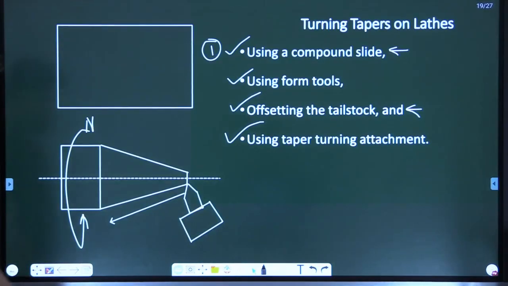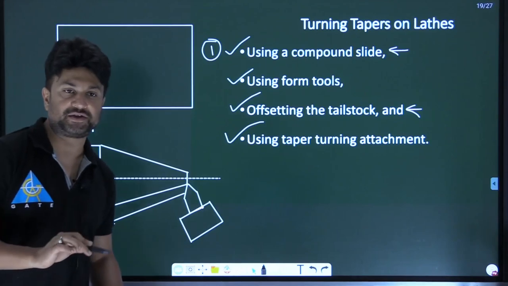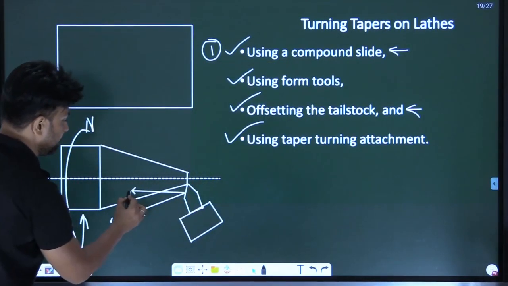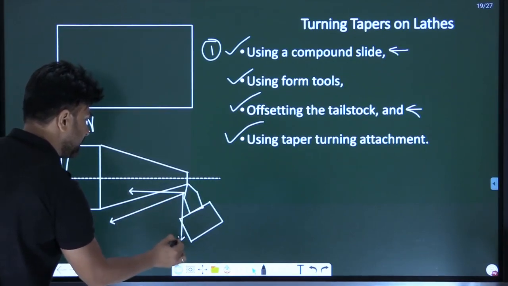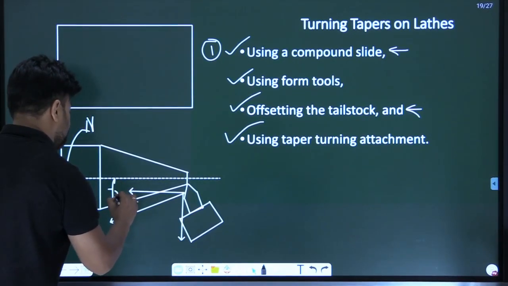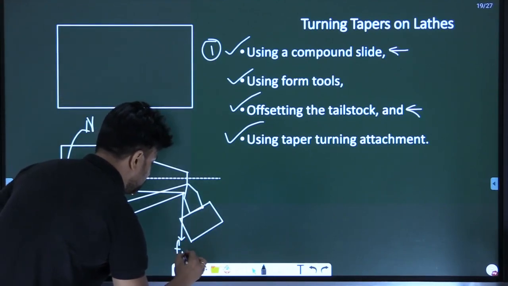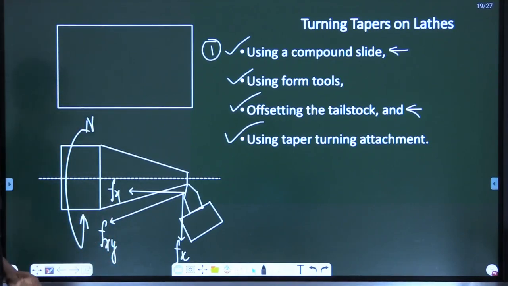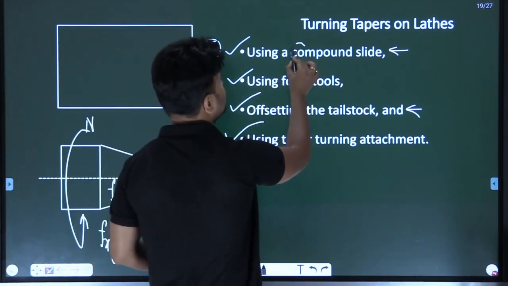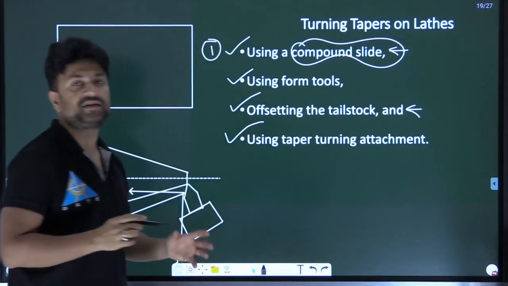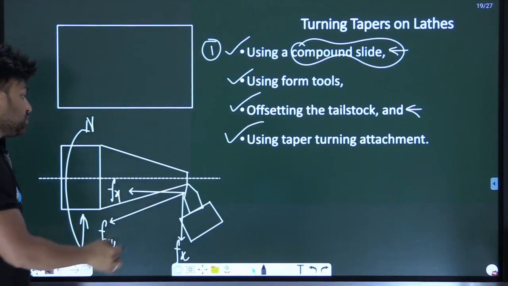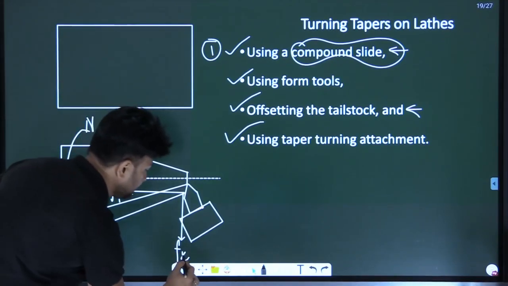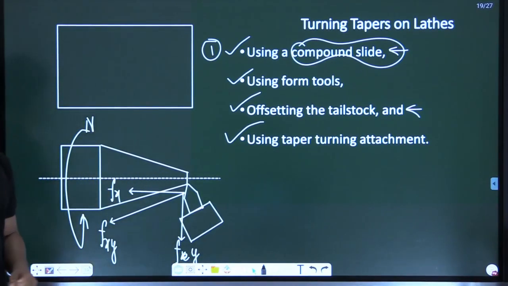But see the taper turning. Here the feed is not in the x direction, not in the y direction. It means you have to manage the feed along the x-axis and along the y-axis. Basically, you are moving the tool in the xy plane. That's why it is called a compound slide, because you have set the tool post in such a manner that there will be a compound feed in x and y.